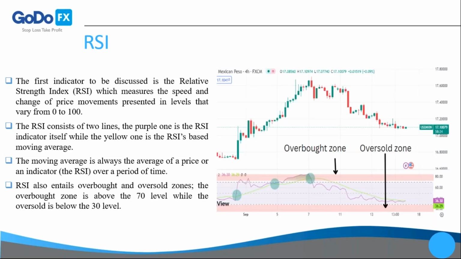You can also see that we have two zones, the overbought zone and the oversold zone. We have mentioned that the RSI displays itself in levels from 0 to 100. Whenever the RSI and its signal are above the 70 level, it's in the overbought, and whenever it is below the 30 level, it's in the oversold. There's a high probability that the price would bounce from that.